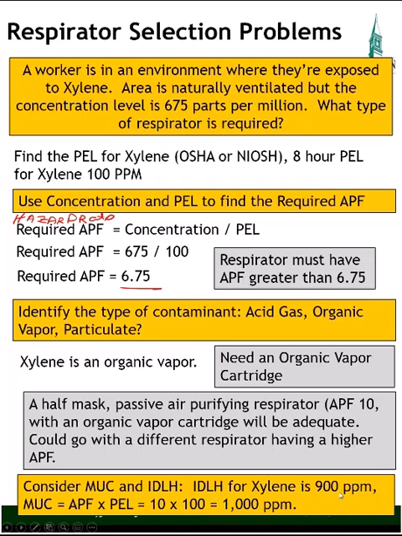That means once you get to 900 parts per million, you've got to use a respirator suited for IDLH conditions, immediately dangerous to life and health conditions. And that is an SCBA with an APF of 10,000.